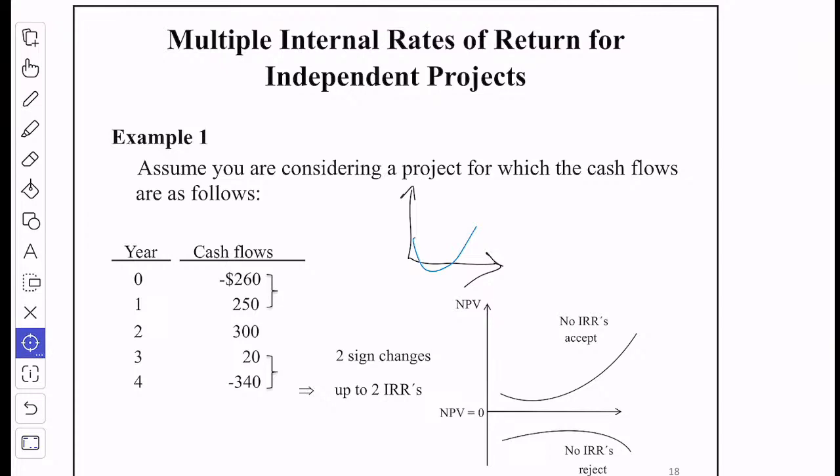Then what should you do? So this is the NPV profile with NPV here and the discount rate here. What should you do if it crosses in two places? Where should you fund the project? When?